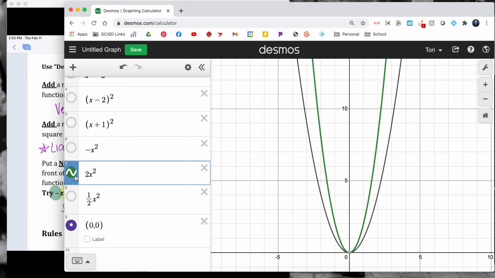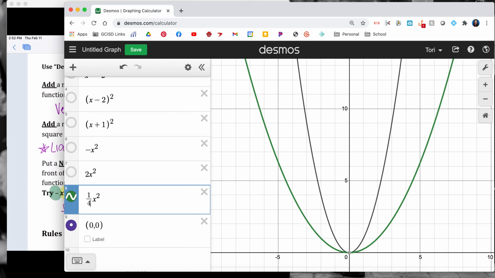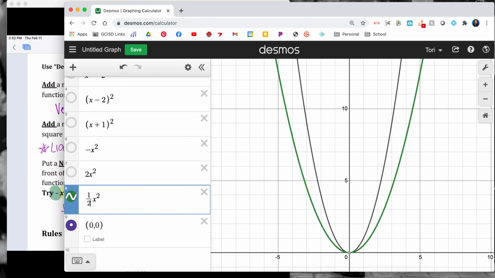So if a 2 makes it narrow, what do you think a half does? If it's going up half as fast, that's going to make it fatty. It's going to make it what we call wide. So the smaller my number is, like a 1/2 or 1/4 or 1/5 or 1/10, that's going to make my number or my graph wider. We will not use anything other than a 1/2 in this section.